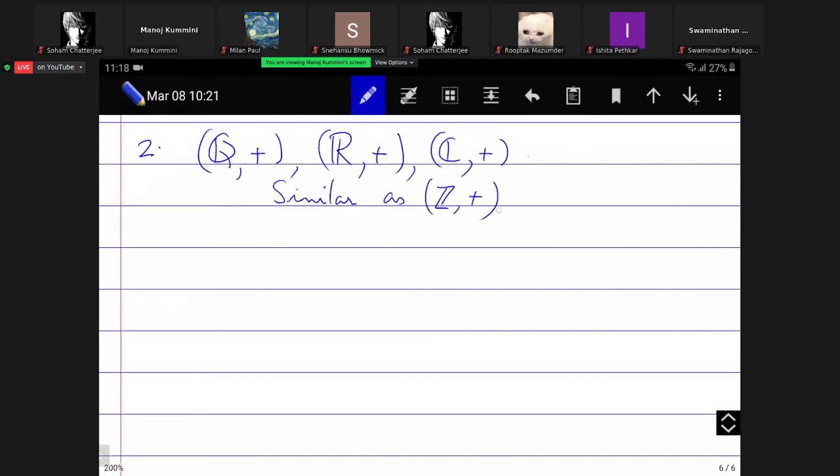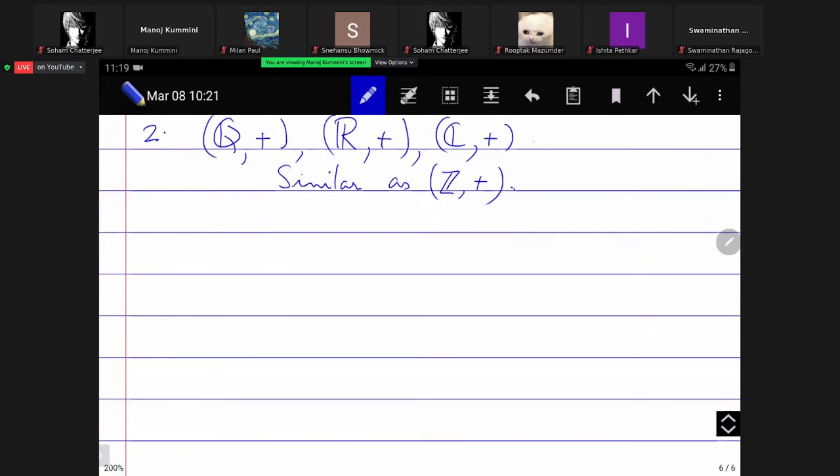Even the vector space? Even the linear space also? I will come to it. Let me do one example at a time. Yes, I will come to everything. Yes, you're right, vector space, but I'll come to it later.